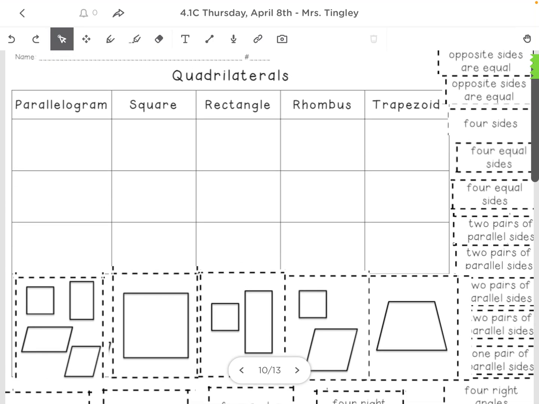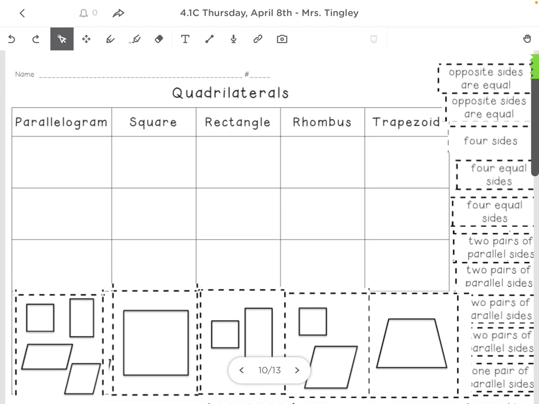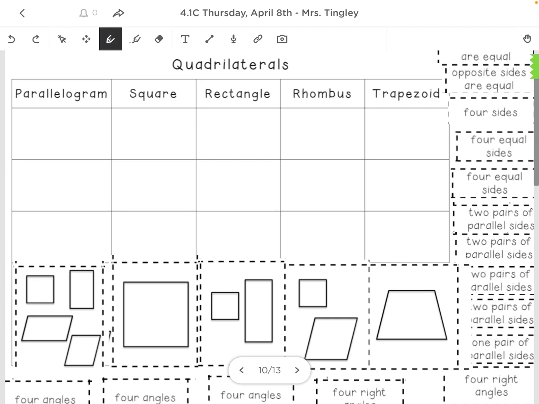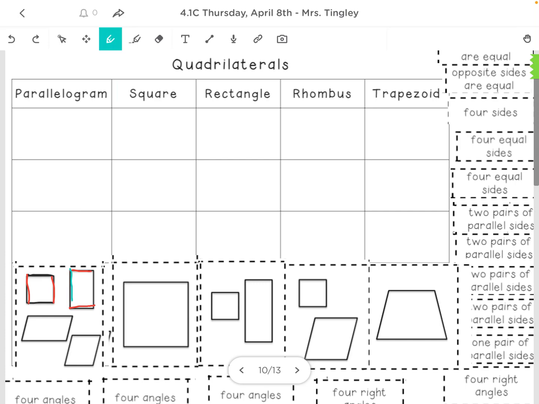And then we're going to look at the sides. Let's first start with a parallelogram. What do you notice about all of the sides? Well, this one looks like these are the same length. I'll grab a different color so we can see these. And these are the same length. That's a square, so all of them are the same length. In the rectangle, these are the same length, but the other ones are a different length, but they match each other.